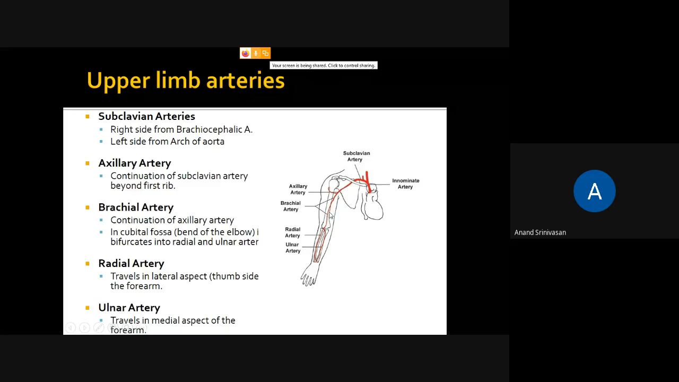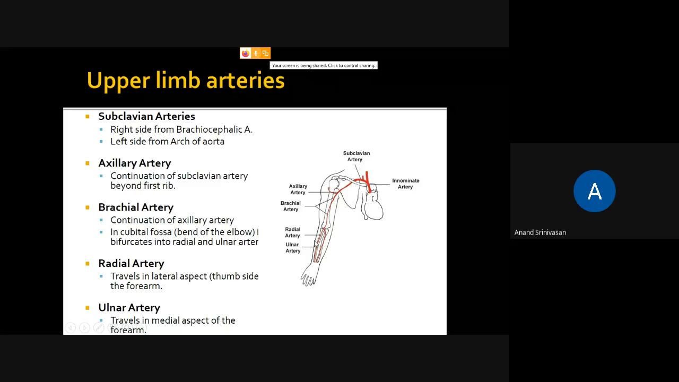Okay, so brachial artery. Subclavian artery, axillary artery, brachial artery. In the arm it is called the brachial artery. Now in the elbow joint, it's called the cubital fossa. Here the brachial artery divides into two parts.